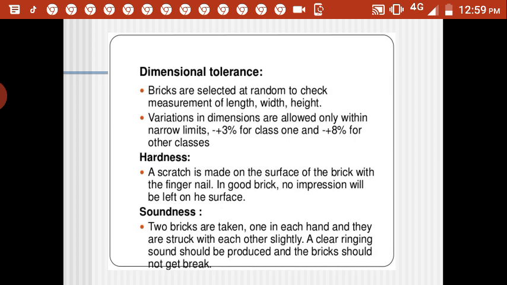In the next class maybe we will move on to the third module. Today we tried to finish all these tests, and these are my 5 important properties or tests on the bricks.